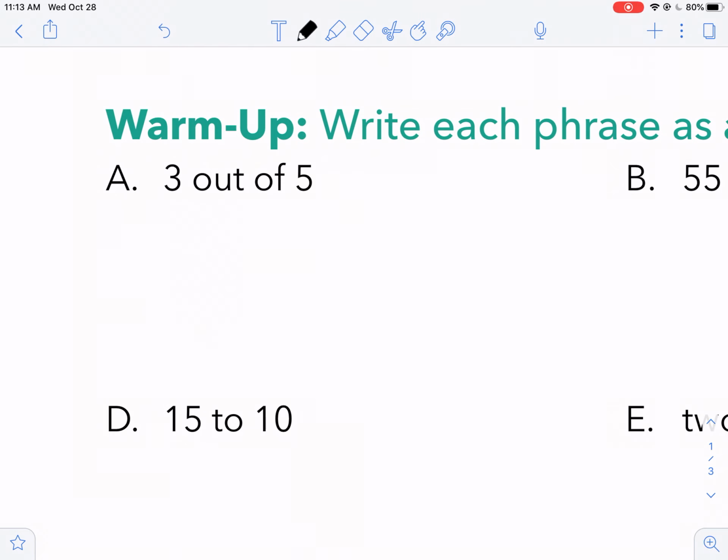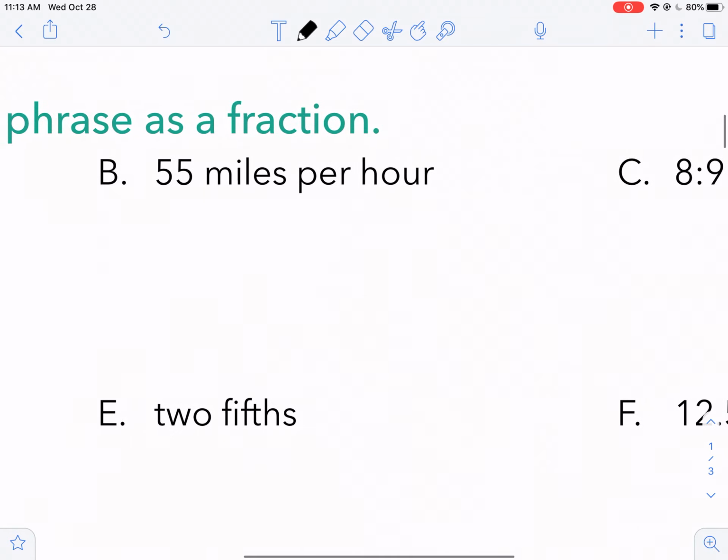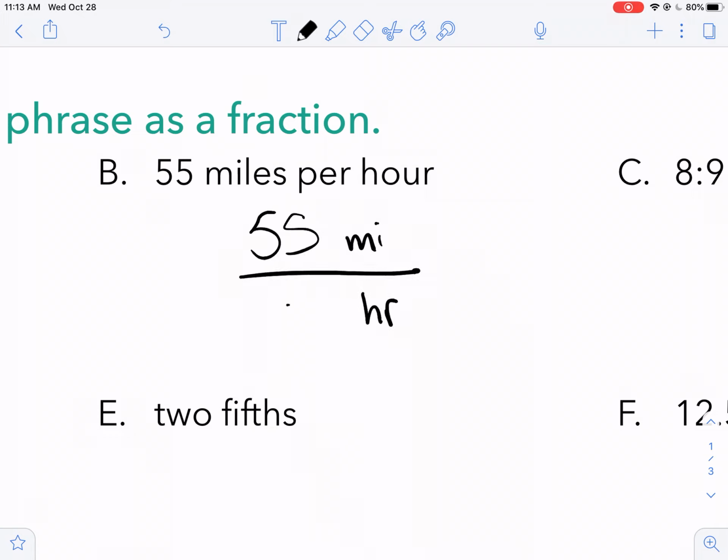As a reminder of how fractions work, 3 out of 5: to write that as a fraction, you want to take 3 as your numerator and 5 as your denominator, so that's 3/5. 55 miles per hour is 55 miles per hour over 1 hour, so we do it like that. Also, you could just write 55 miles per hour, which is fine, but I would rather you guys have the 1.